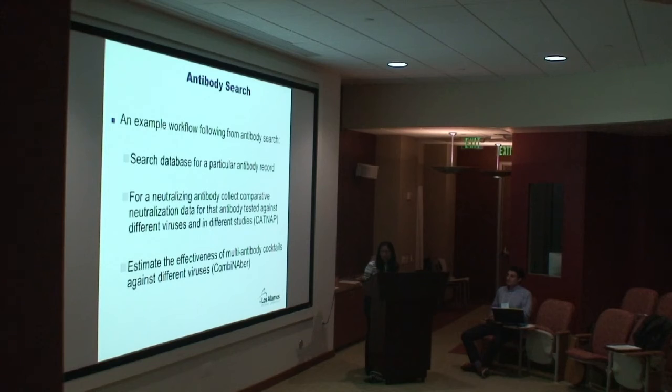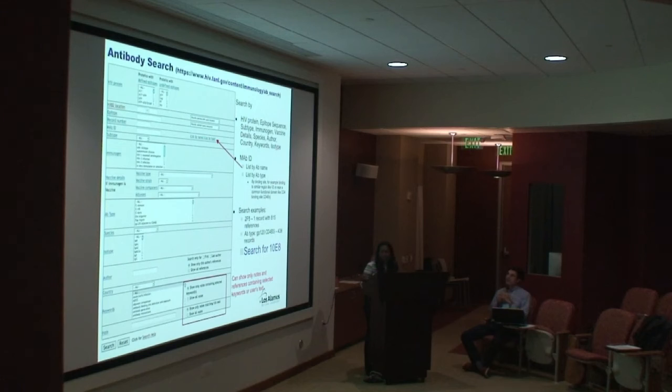And then you could go on to a different resource, for example, CombiNabber, where you can look up multiple antibody cocktails, including the one that is of your interest, and see what their effectiveness is based on neutralization values that you already have from CatNap. And so what I will do is just help you through this bit of it, with how to search for a particular antibody record.